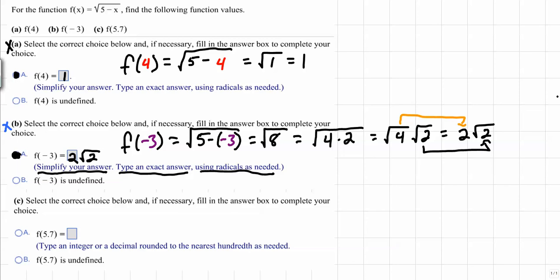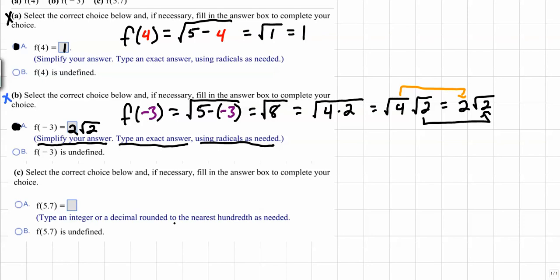Then finally, the last one is going to be select the choice below, and then if necessary, fill in the answer box to complete your choice. So we're going to be finding f of 5.7. We're going to do f of 5.7, which when I write this out is going to be the square root of 5 minus 5.7, which means underneath the radical I'm going to have the expression the square root of negative 0.7.